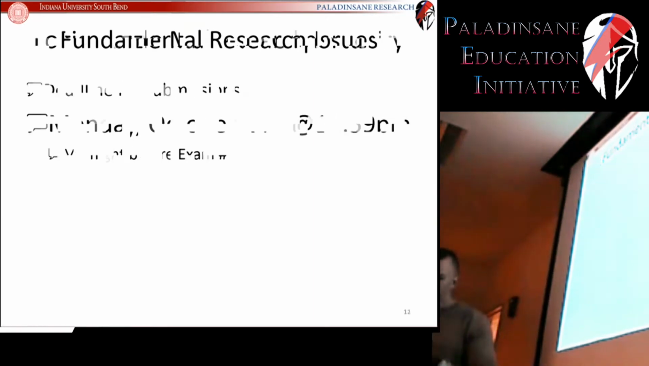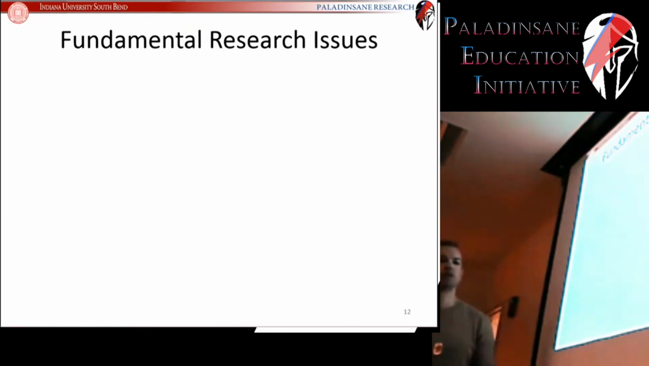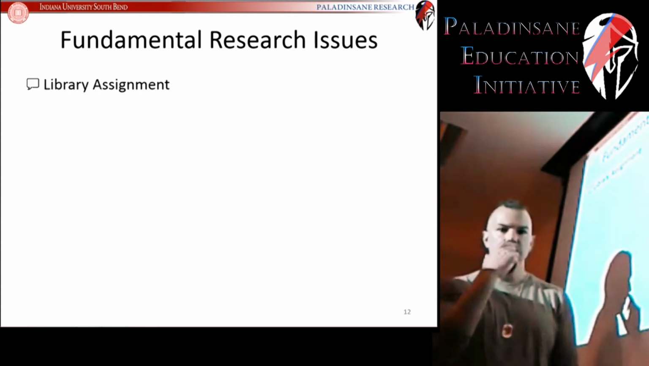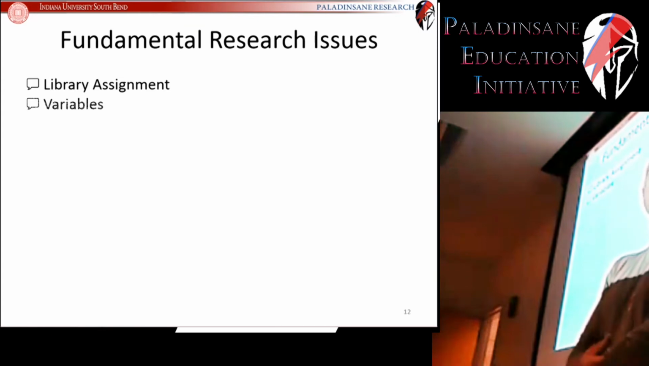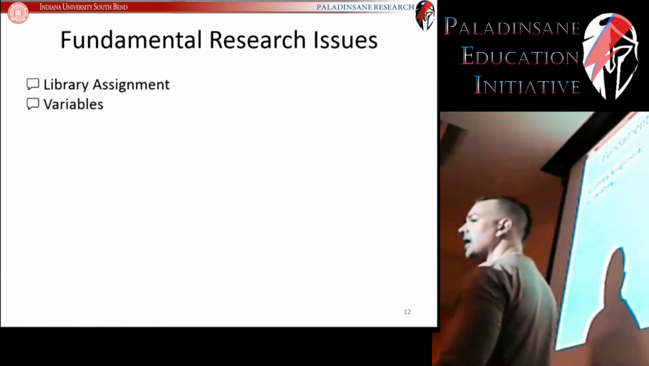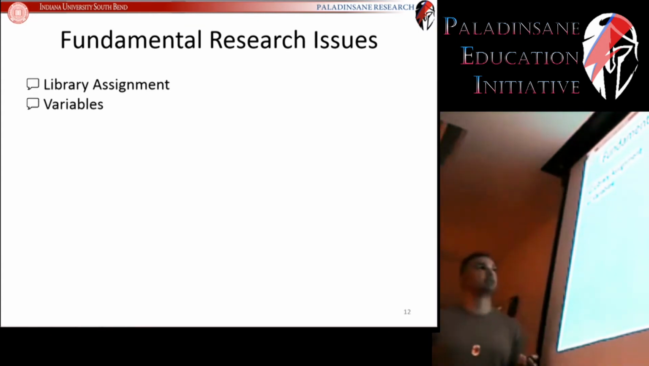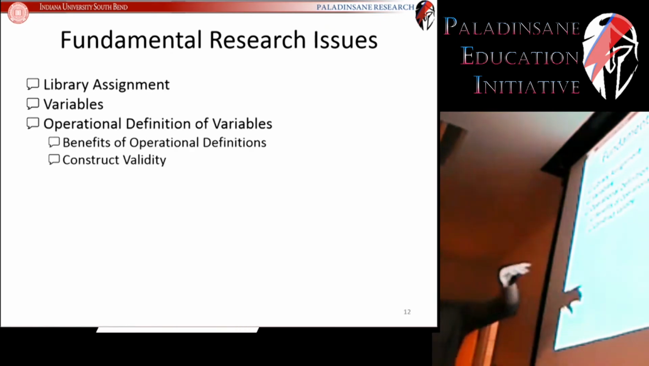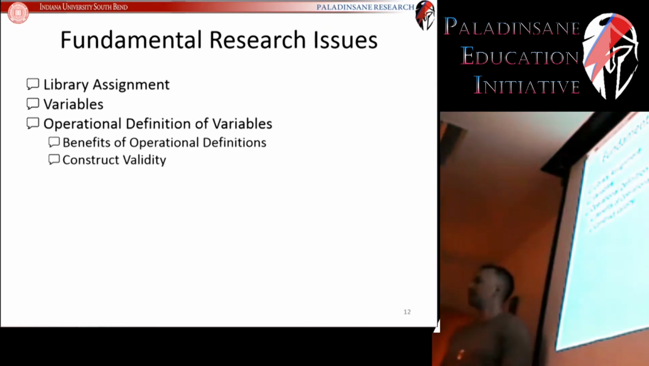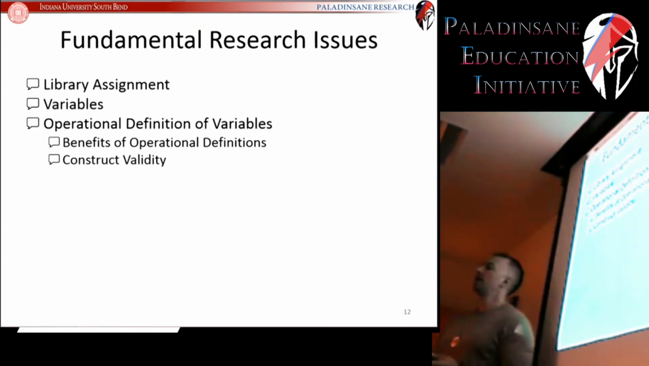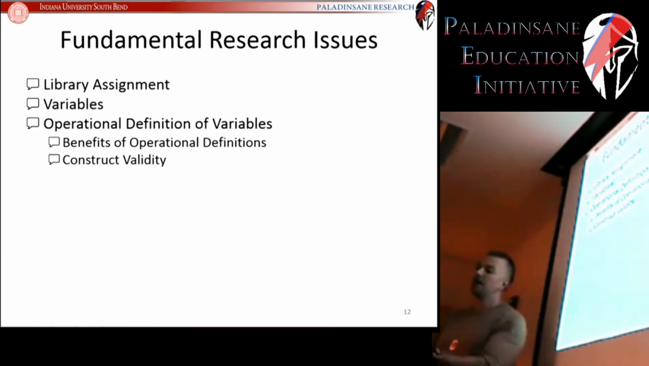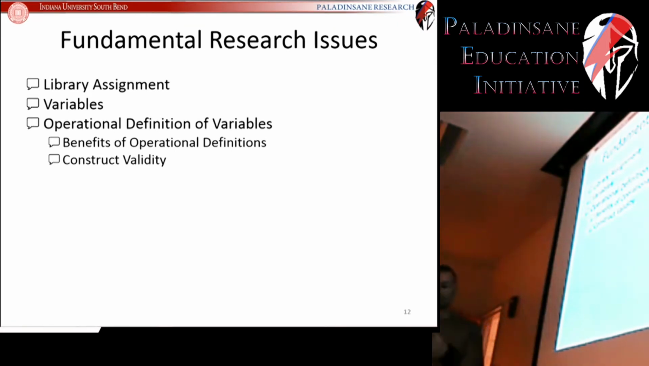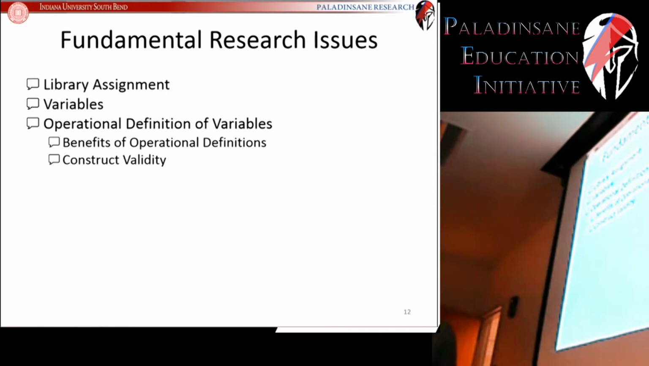All right, so fundamental research issues, what are we going to be looking at? So we're going to first talk about the library assignment, make sure everybody's ready for the next class. And then we're going to talk about variables, what they are, how they're used, and very importantly, we're going to talk about the operational definition of variables, which is a very necessary way of allowing experiments in science to be done on these sometimes difficult to measure constructs.